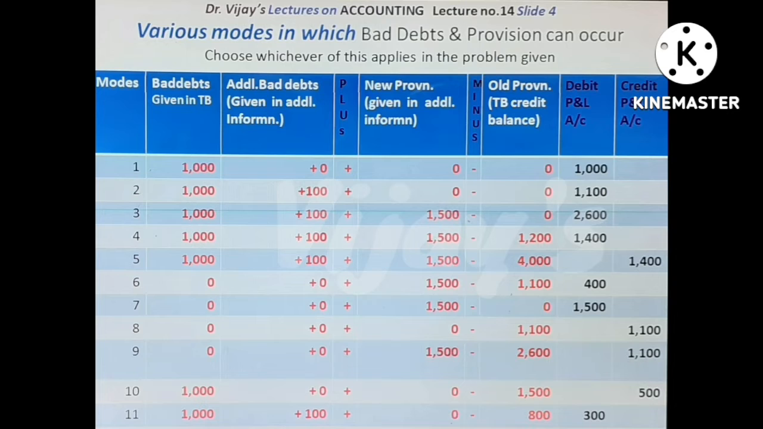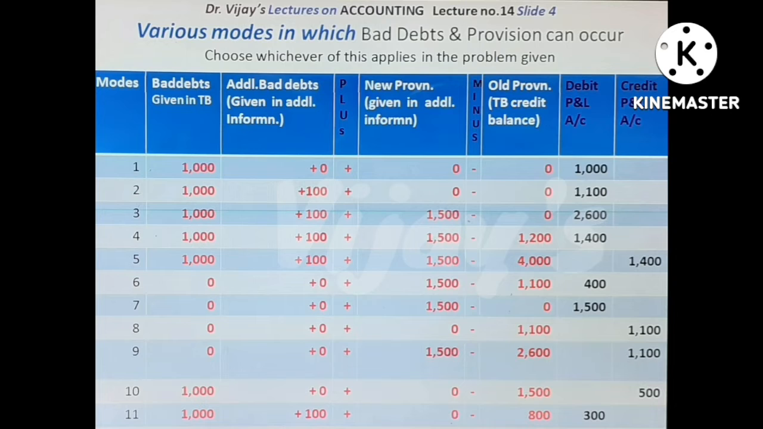2,600 we have to show in the debit side of profit loss account. And in balance sheet from sundry debtors, new bad debts 100 and a new provision 1,500 to be subtracted. Now mode 4: bad debts 1,000, additional bad debts 100, new provision 1,500, old provision 1,200.